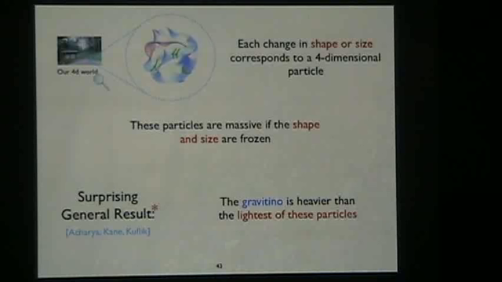So we do get particles from the inner size and shape, but they have a mass. And while there's an interesting general result, and now I have to put an asterisk here, there's a whole lot hiding in the asterisk. But if I'm going to use the word general, I have to put an asterisk. And I can talk about that later at the luncheon maybe. The gravitino is heavier than the lightest of these particles. So we can't make these particles arbitrarily heavy. They can't be heavier than the gravitino.